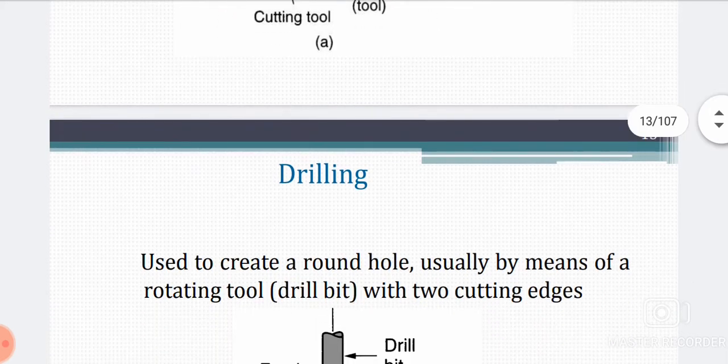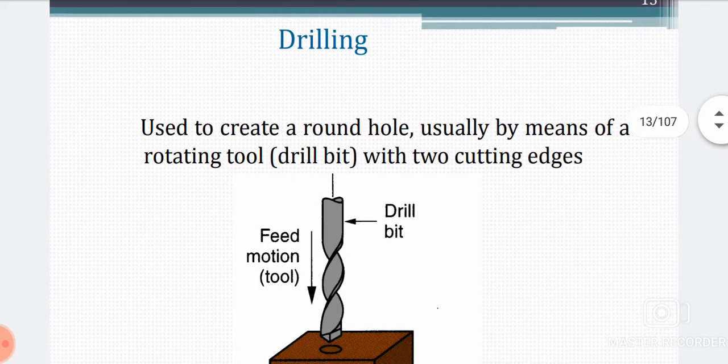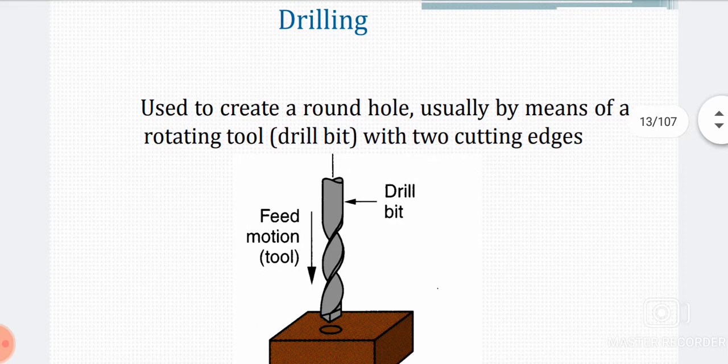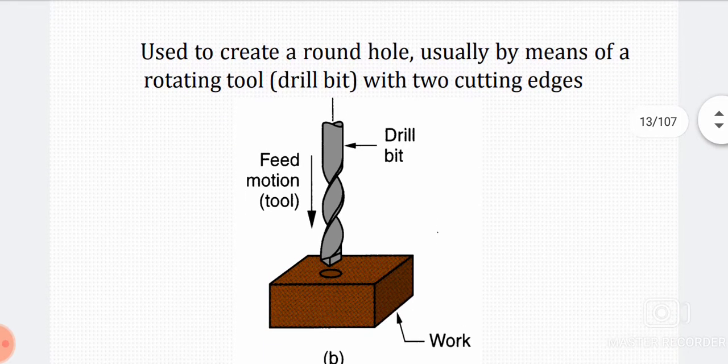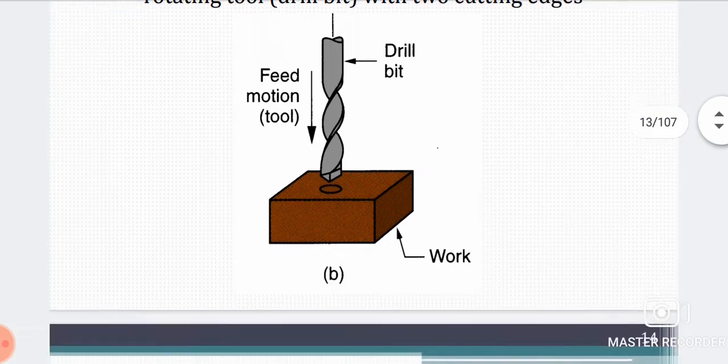Another one is drilling, used to create a round hole. Drilling is used to create a round hole, usually by means of a rotating tool. This is called a drill bit, with two cutting edges. In the picture, the workpiece is placed at the bottom, and the drill bit rotates in its direction with the two cutting edges, giving the feed motion to the tool to create the round hole. This is called drilling.